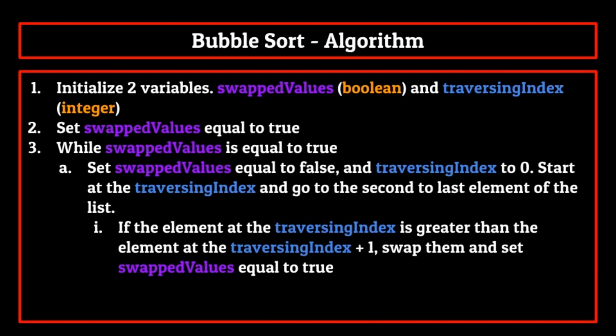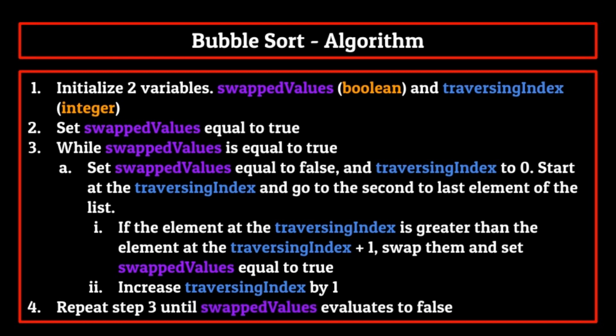The next step is to increase our traversing index by 1, so that we're ready for the next comparison. Finally, we just keep repeating our comparisons until we reach the end of the list. Once we do, we repeat steps 3 until we can pass through the entire list without setting the swapped values variable equal to true. Then and only then can we exit the function and know that our list is completely sorted. Just like last time, this sometimes doesn't make too much sense unless you actually see it in action.